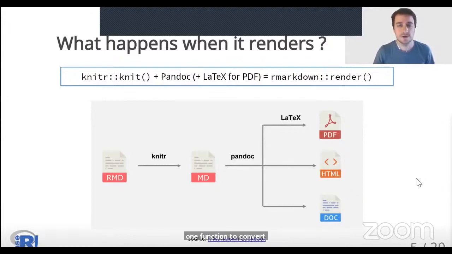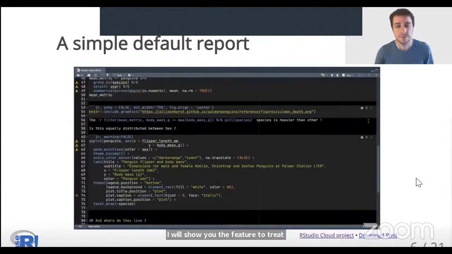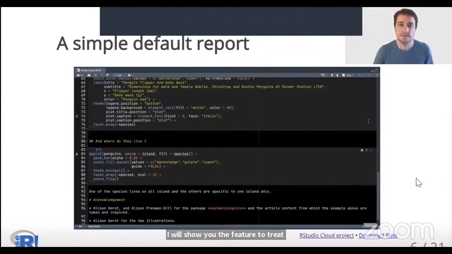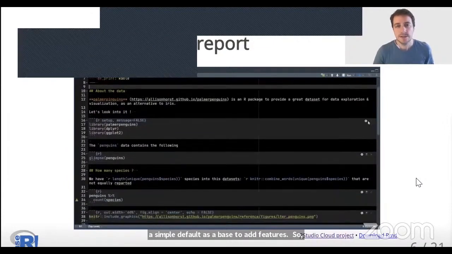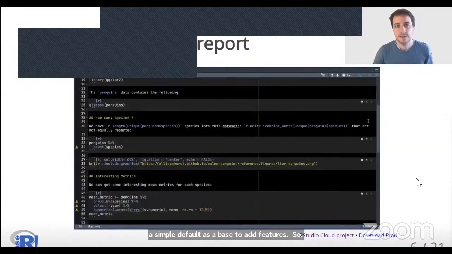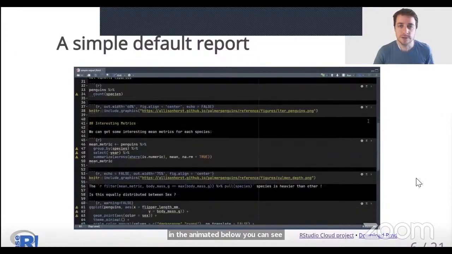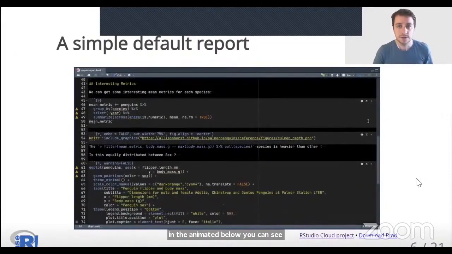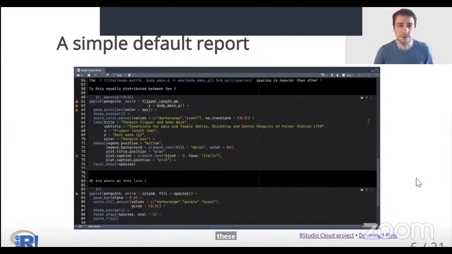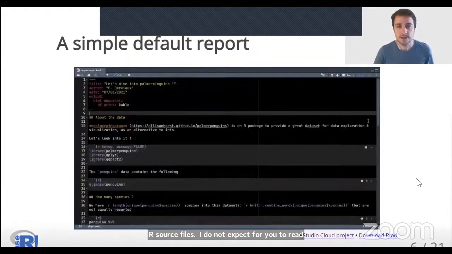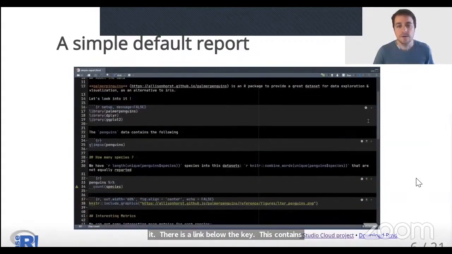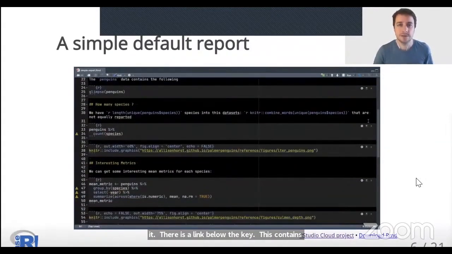In the following, I will show you a few features that you can use to tweak the default behavior and extend the report. To do that, I will use a simple report as a base to add features on. So in the animated div below, you can see this RMD source file. I do not expect you to read it from this slide. You can go into the RStudio Cloud project or just download the RMD file directly following the link below the div. This report contains a quick analysis of the data from the Palmer Penguins package.